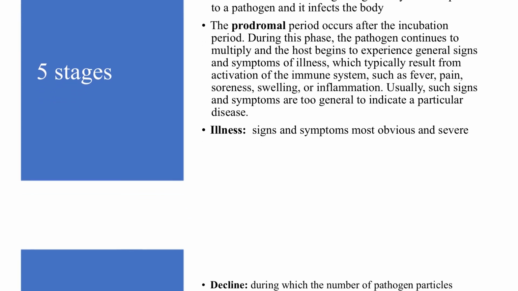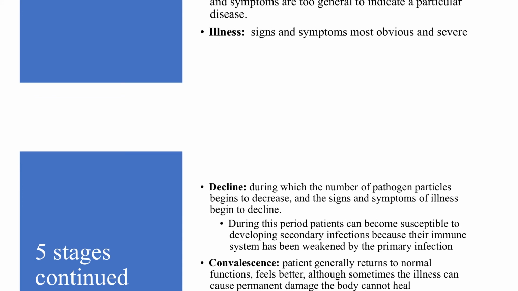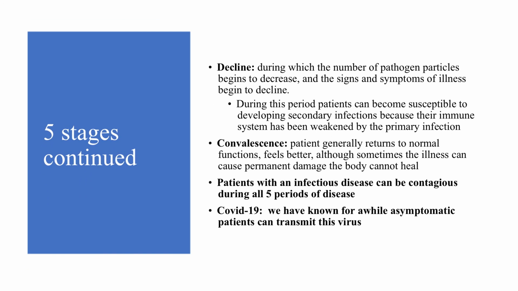These are too general to indicate a particular disease, but at some point, the illness becomes full-fledged, the signs and symptoms become most obvious and severe. You're totally congested from a cold, you have fever and body aches from the flu, etc. Decline is during which the number of pathogen particles actually begins to decrease. The signs and symptoms lessen or begin to decline. But one of the problems during the decline period is patients can become susceptible to developing secondary infections because their immune system has already been weakened by the primary infection.